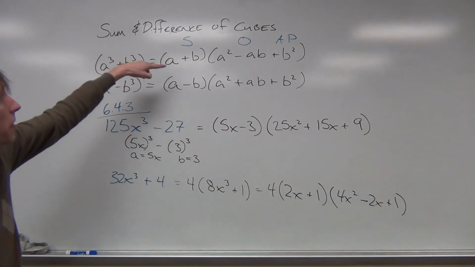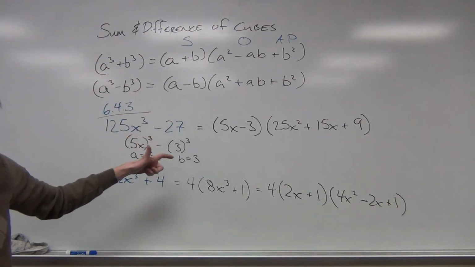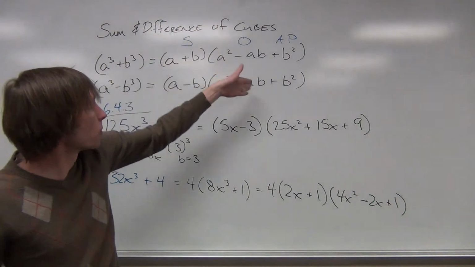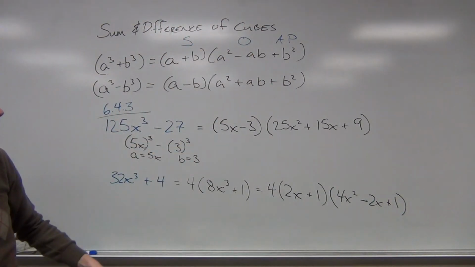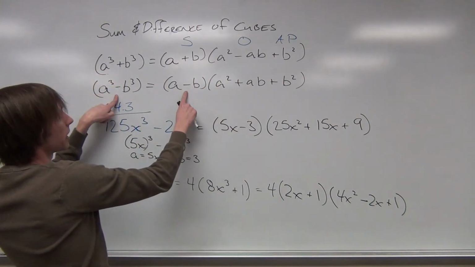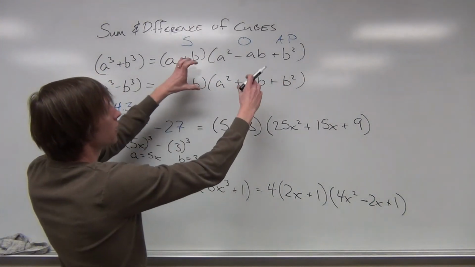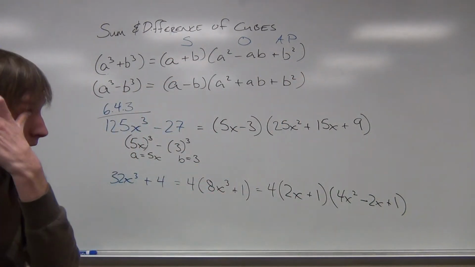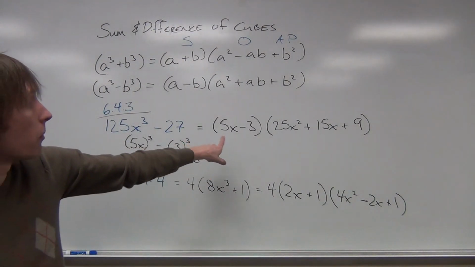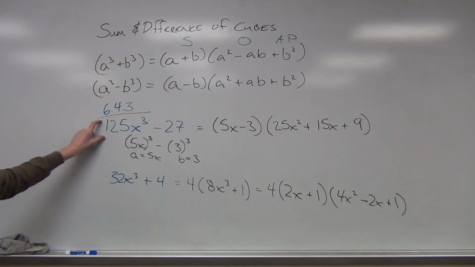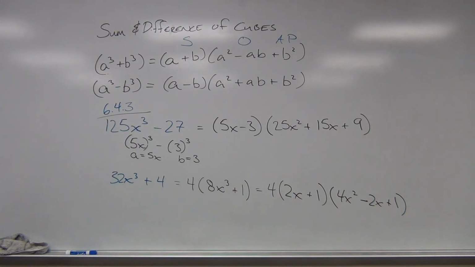You need to commit these properties to memory, and to help you, make sure that you memorize that SOAP. SOAP is probably the best way to approach that. Keeping the same sign, the opposite sign, and the last one always positive. Committing this to memory will help you factor these. If you want, and this is what I recommend that you actually do on your own papers, go ahead and multiply that out and make sure that when you multiply this, you end up with 125x cubed minus 27. All right, so take some time to do that before we get on to example 6.4.4.